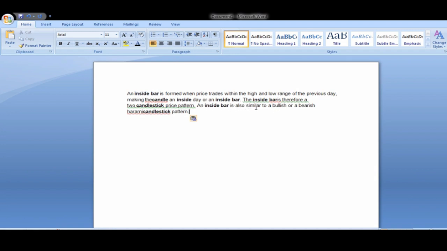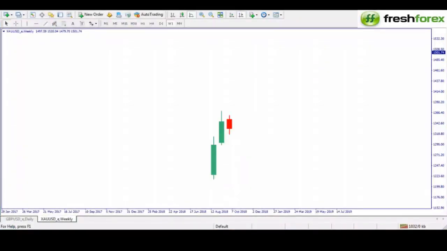An inside bar is also similar to a bullish or a bearish harami candle. So this is another thing I have not mentioned, but anytime you hear the word harami, it's actually an inside bar. Attaching bearish to harami means we have a bearish inside bar, and attaching bullish to harami means we are having a bullish inside bar. I basically just forgot to mention it, but it is important. So there's no difference between harami and inside bar. Talking about a bullish inside bar is the same as talking about a bullish harami candle.